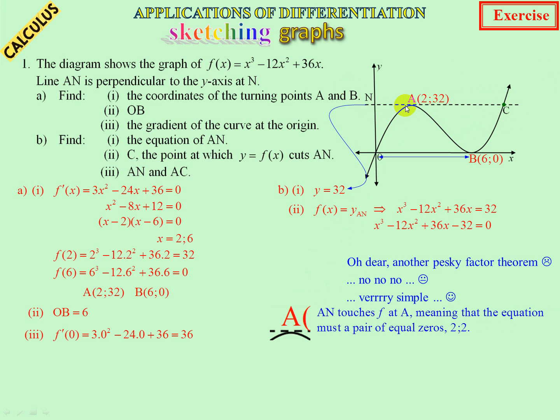So these two, as the line gets higher, have become 1. So there are 2 x values of 2 there in effect. 2, 2. Which means 2 brackets, x minus 2, x minus 2, giving you x minus 2 squared. So therefore I know that that has to be a factor of that equation.